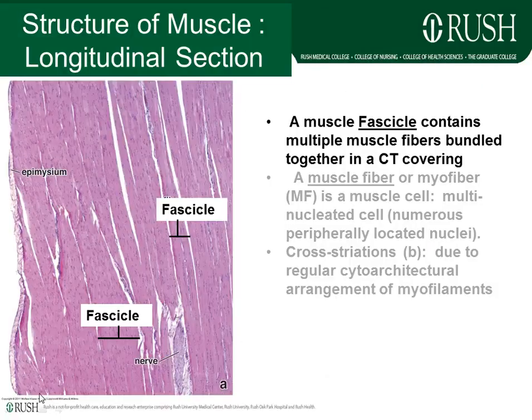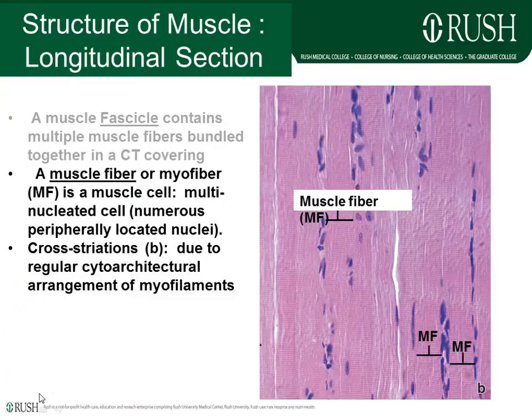How does this look histologically? So the muscle longitudinally can be seen to have numerous fascicles, which are multiple muscle fibers bundled together in a connective tissue covering. We're going to discuss those coverings in more detail in a few minutes.